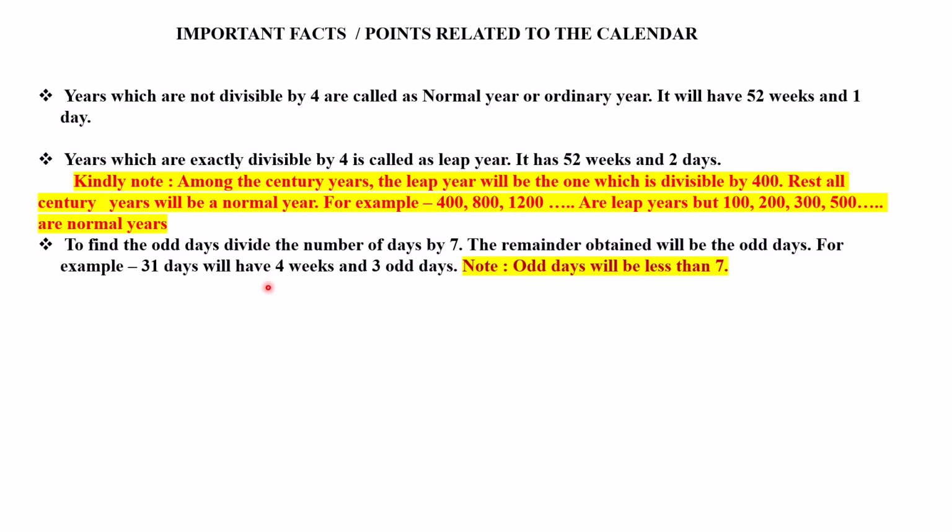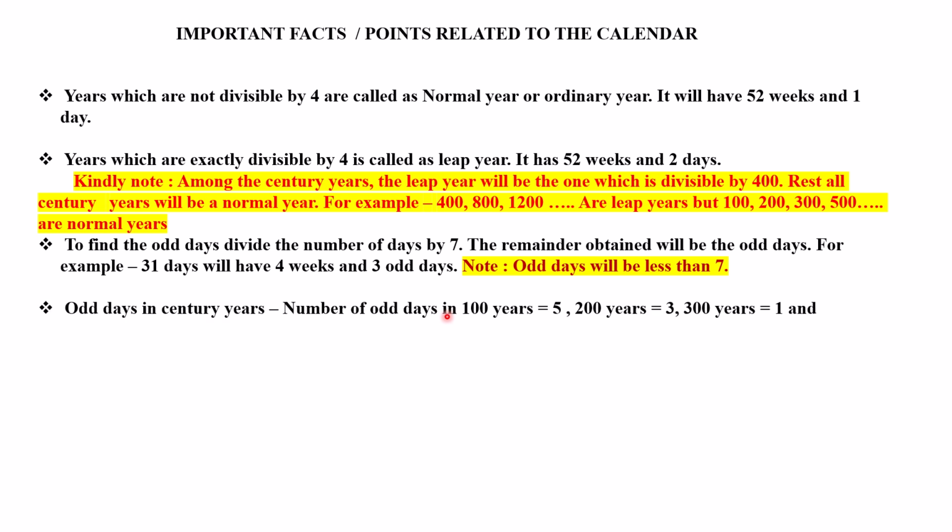Next, to find the odd days, divide the number of days by 7. The remainder will be the odd days. Suppose for a total of 31 days, you have to find out how many odd days there are. So you know that in a week, 7 days are there. So divide 31 by 7. You will get 4 weeks and 3 days will be extra. And those extra days will be known as odd days. And note that odd days will always be less than 7.